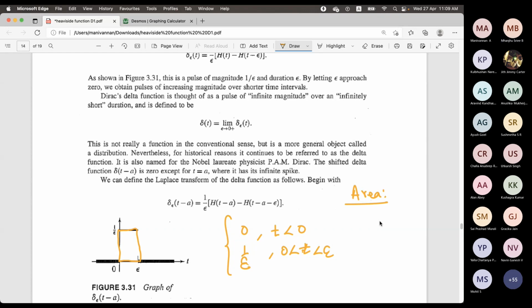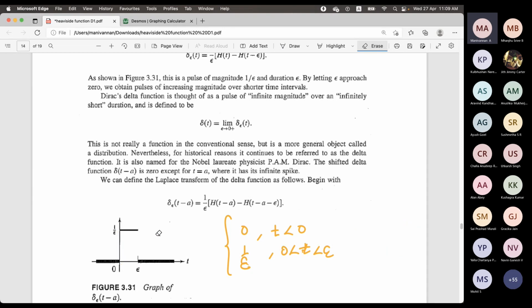So area means base times height. What is the base? That is epsilon minus 0. And what will be the height? 1 by epsilon. So what is the area? 1. So that's why, wherever you raise this interval, it maintains the area.